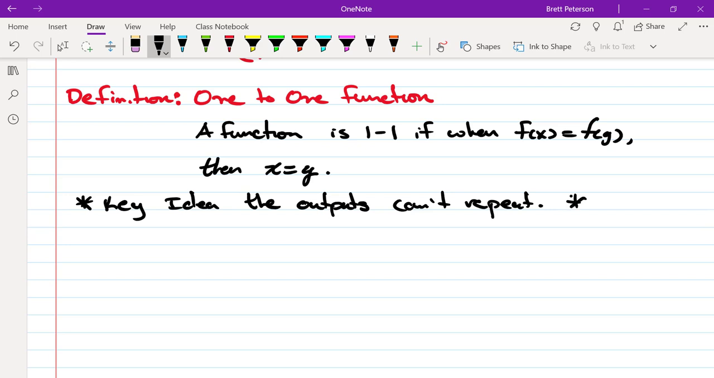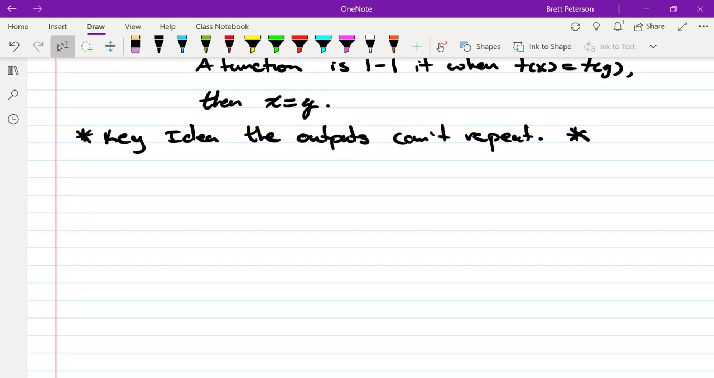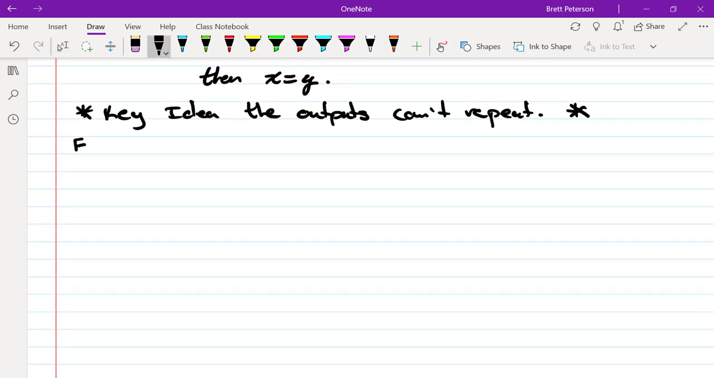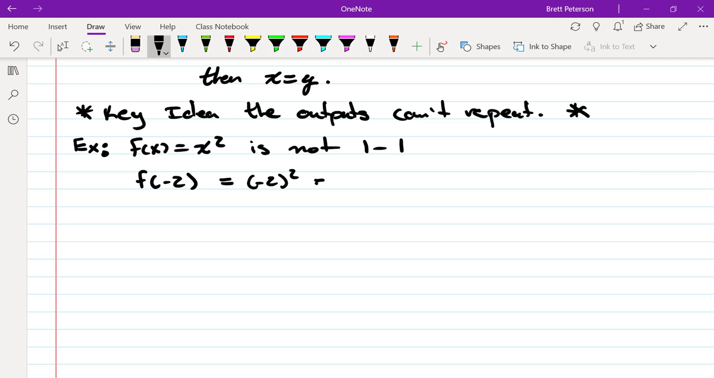So that means that any y value can occur at most once. So let's give an example of a not one-to-one function. If we have f of x equals x squared, this is not one-to-one. We can verify this because if I go f of -2, I would have -2 squared, which is +4, and then I can also check f of 2, which is 2 squared, which is going to give me 4.